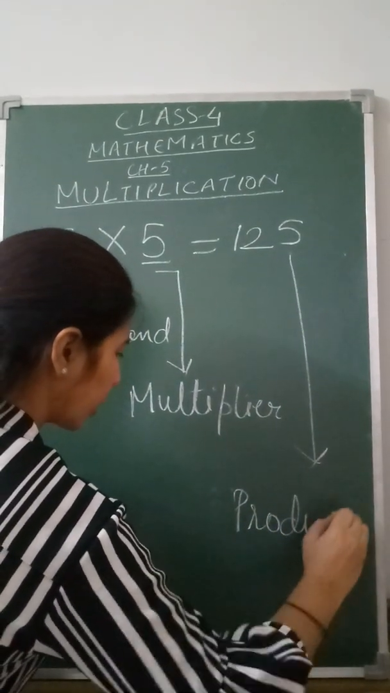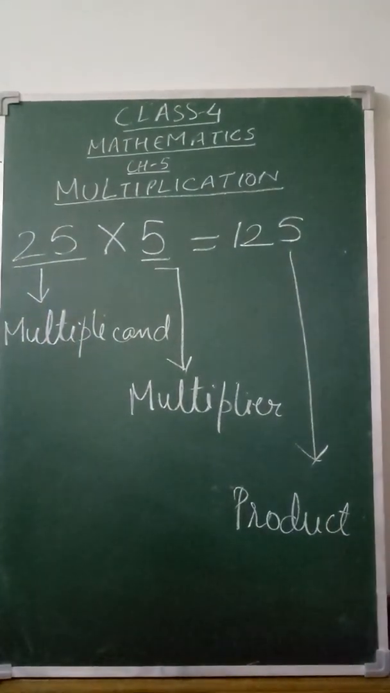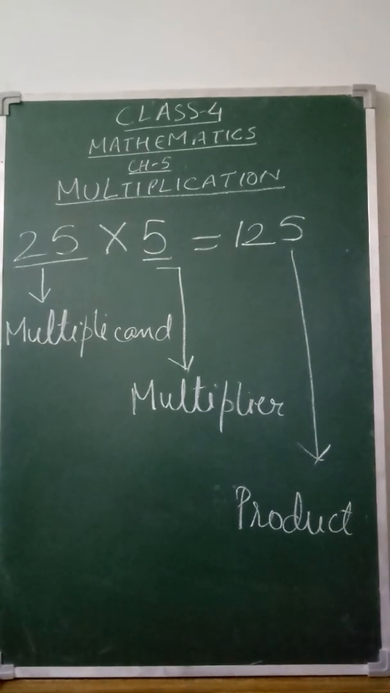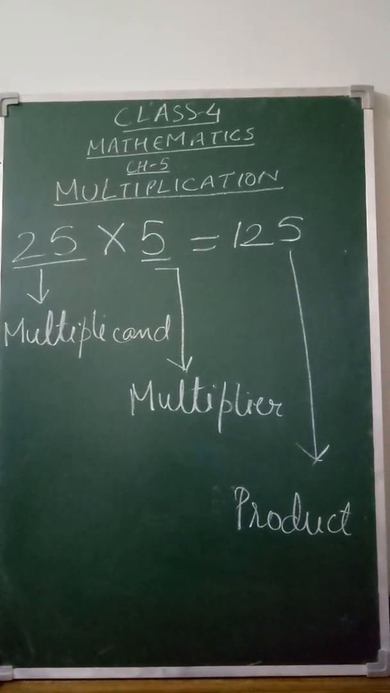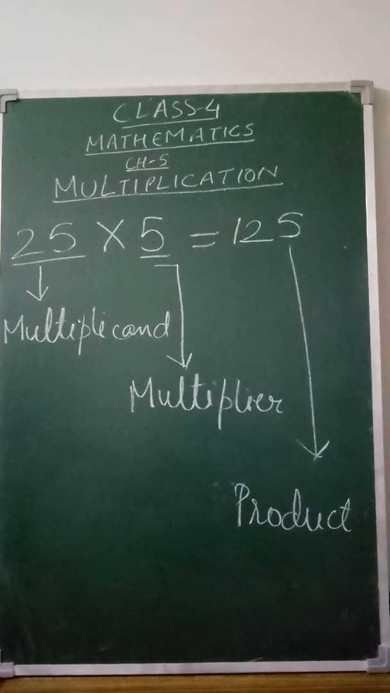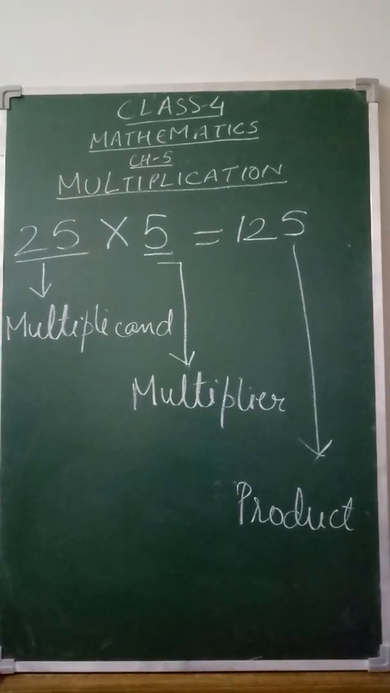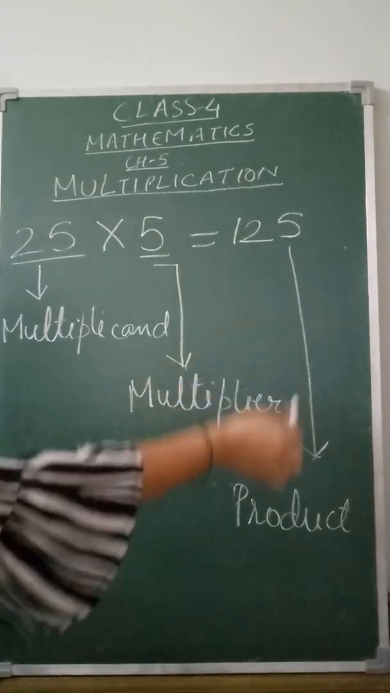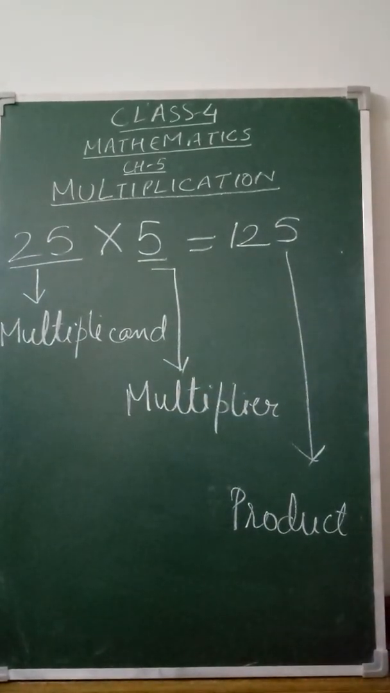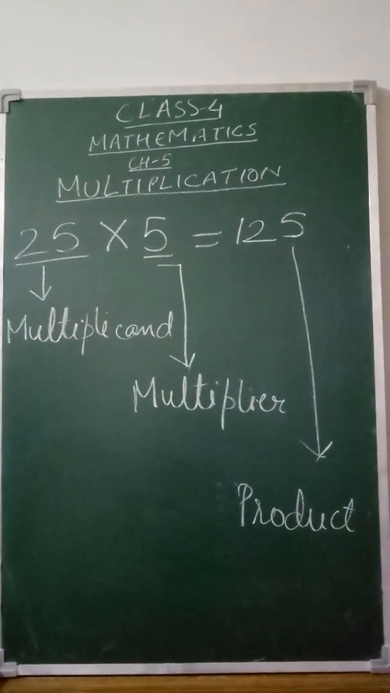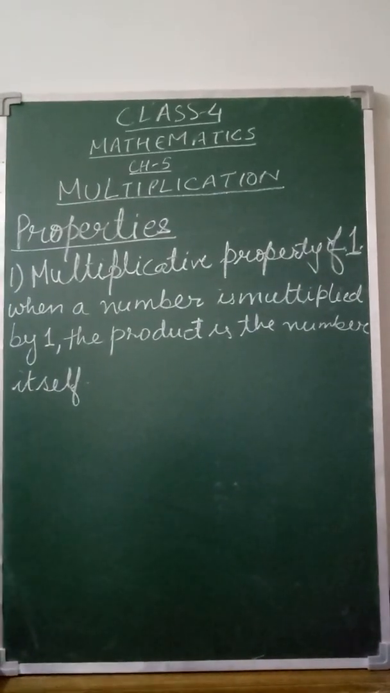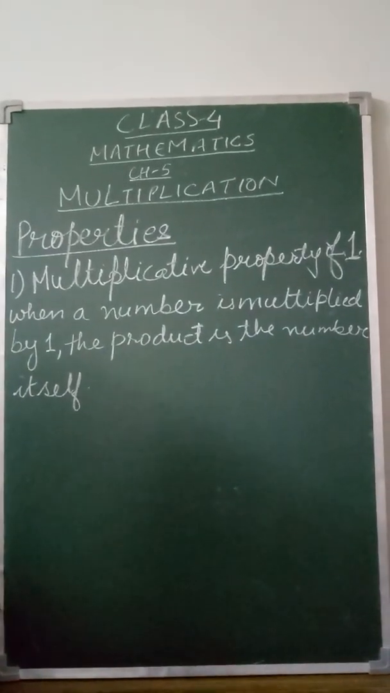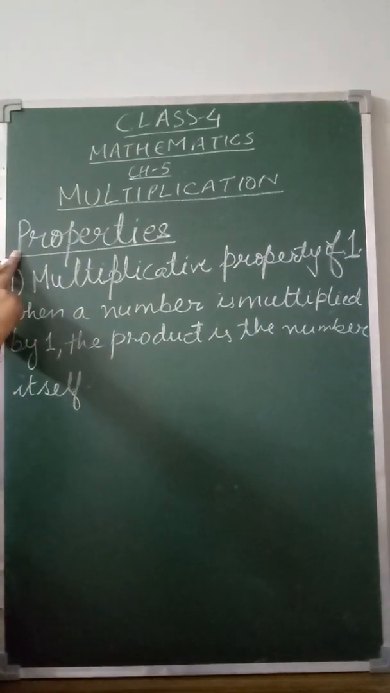So there are important terms in this chapter: multiplication, multiplicand, multiplier, and the product. The number to be multiplied is called the multiplicand, the number by which we multiply is called the multiplier, and the answer, the result of multiplication, is called the product. Now students, after discussing the terms, the next topic is properties of multiplication.